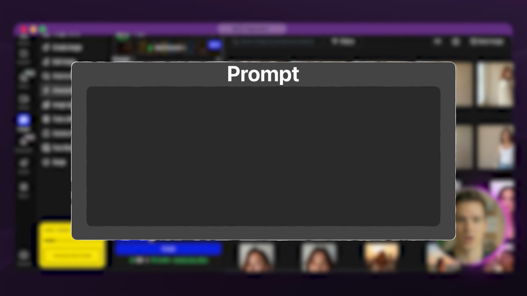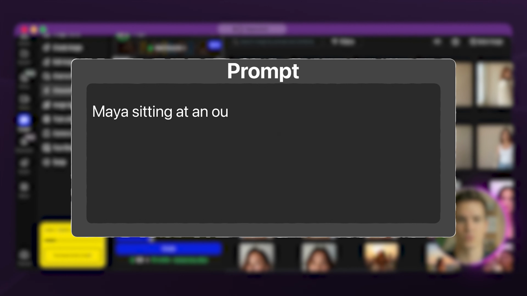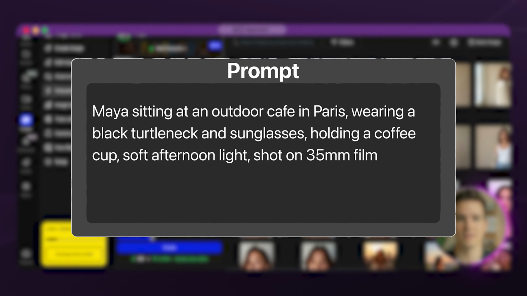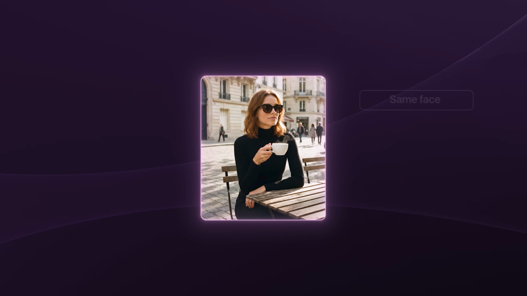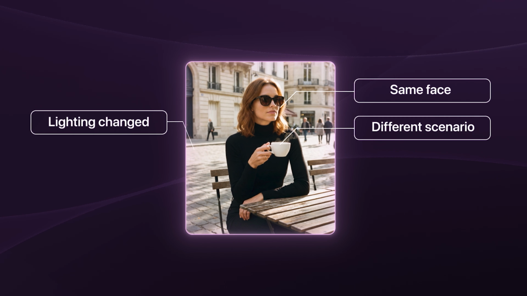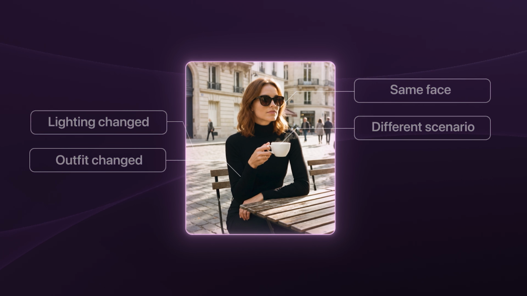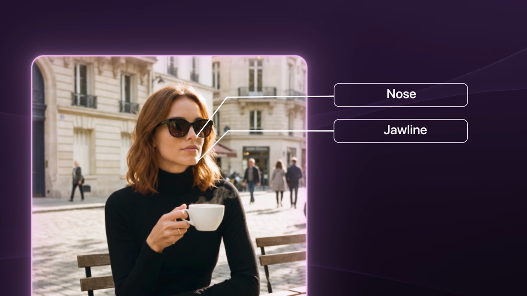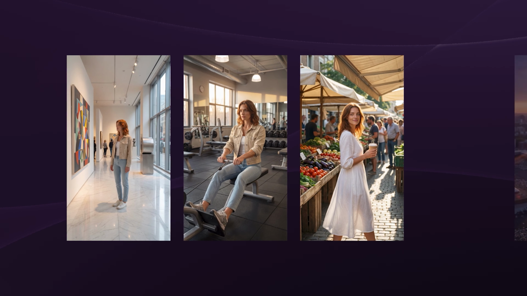Let's try with this prompt. Maya sitting at an outdoor cafe in Paris, wearing a black turtleneck and sunglasses, holding a coffee cup. Soft afternoon light, shot on 35mm film. Look at that. Same face, completely different scenario. The lighting changed, the outfit changed, but her jawline and her nose, identical. We even got sunglasses on in this example, which is really cool. Now I can drop her anywhere. Art gallery, gym, farmer's market, rooftop at sunset.